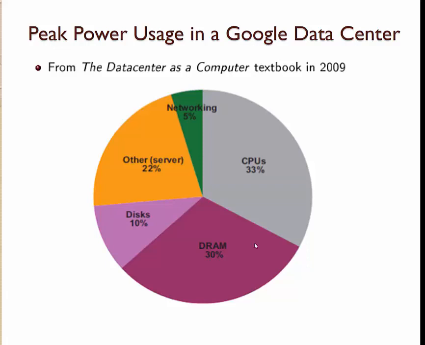This graph shows that the energy used depends on the type of computer, and the pie chart shows the breakdown of energy usage in a Google data center. The data is from about 2009, which is quite old. We'll have to update that, but again, it shows a very good comparison.